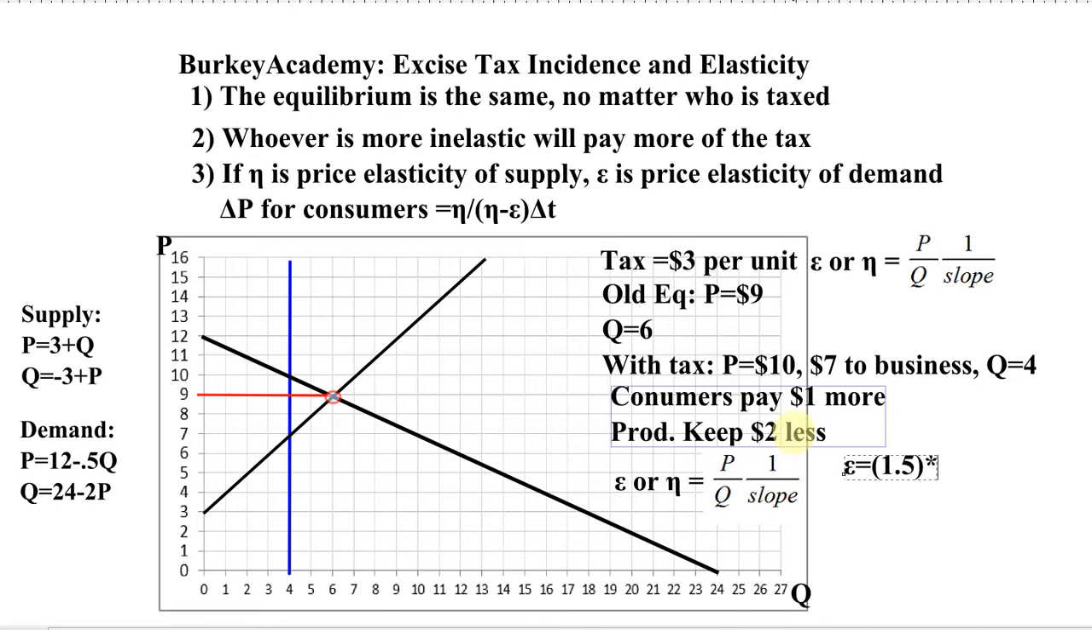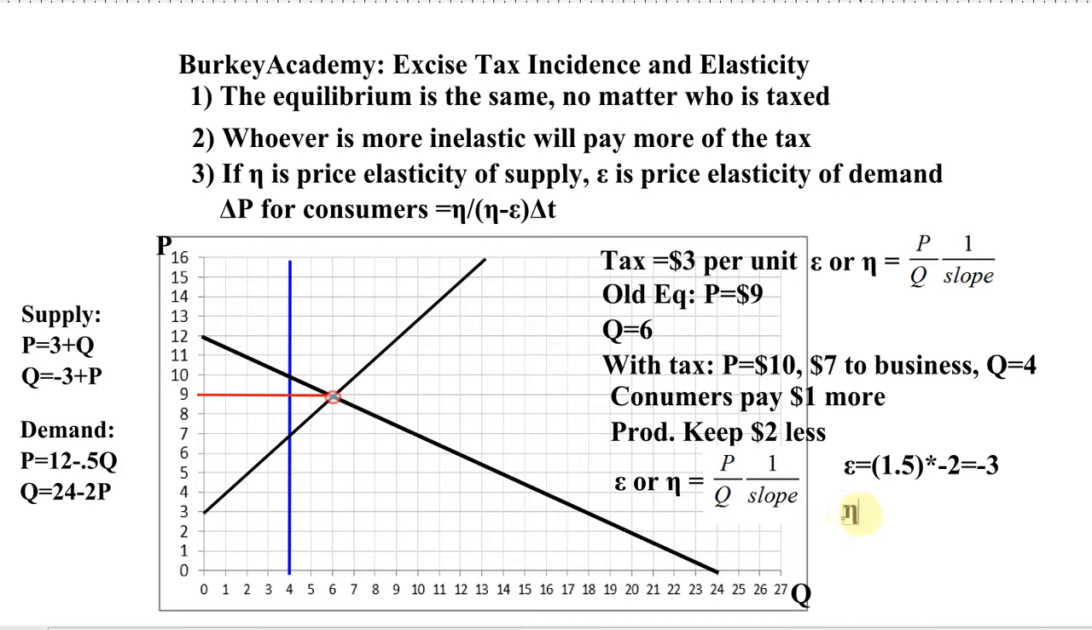Times 1 over the slope of the demand curve. Well, the slope we're talking about is the slope as it's graphed here, with P on the y-axis and Q on the x-axis. It's actually the 1 over the slope of the inverse demand curve. But 1 over the slope of the inverse demand curve, 1 over minus 0.5, is going to be the slope in the actual demand equation, where Q is written as a function of P, and so it's going to be minus 2. So 1.5 times minus 2 equals minus 3 is going to be the price elasticity of demand. Now let's calculate the price elasticity of supply.